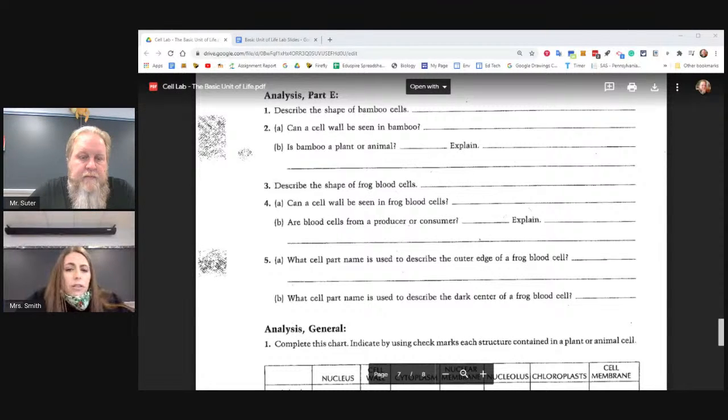Cell part used to describe the outer edge of the frog blood cell. I kind of said that a little bit already. Cell membrane or plasma membrane. And the cell part name used to describe the dark center would be the nucleus.